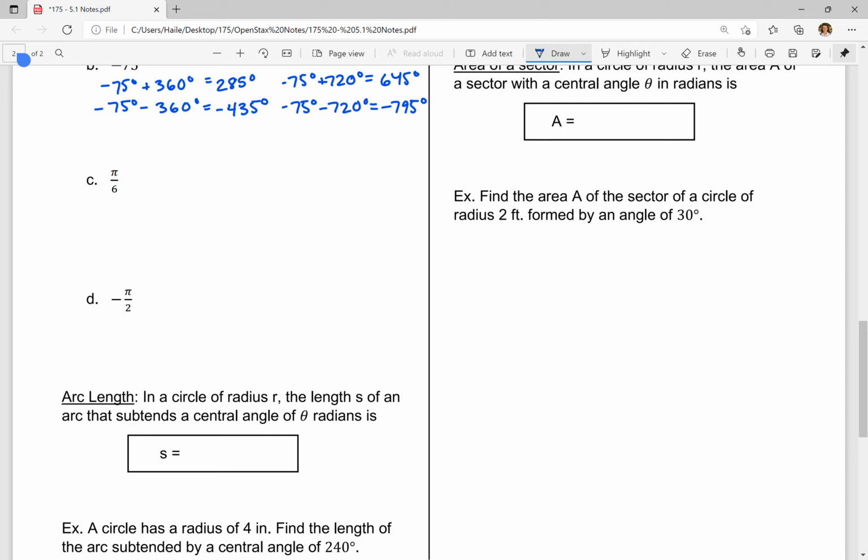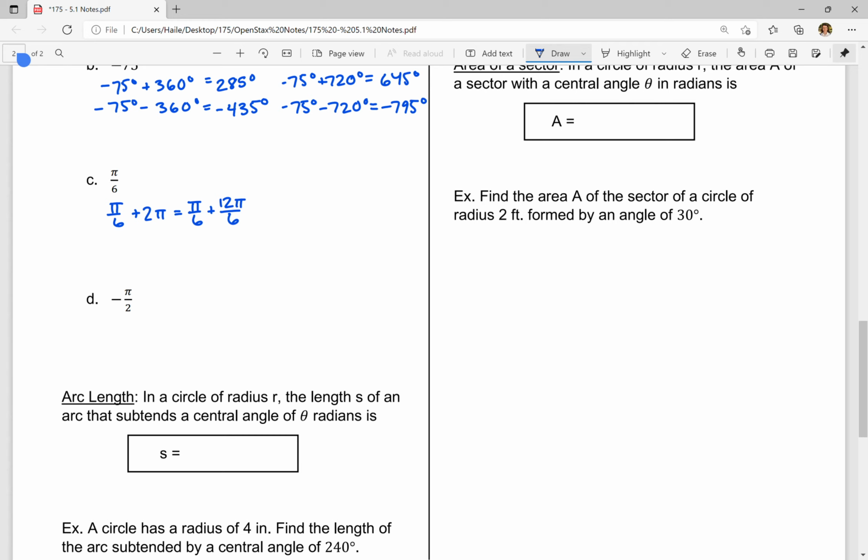Okay, so if I have pi over 6 radians, first I'm going to add 2 pi. If we think about adding fractions, we want to get a common denominator. So I'll still have pi over 6, but I'm going to turn the 2 pi into 12 pi over 6.